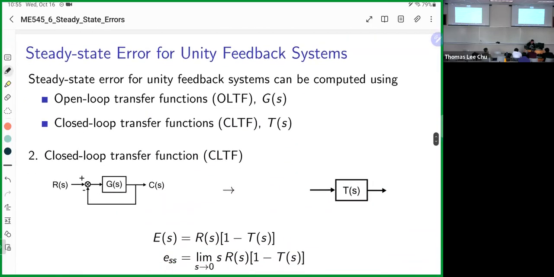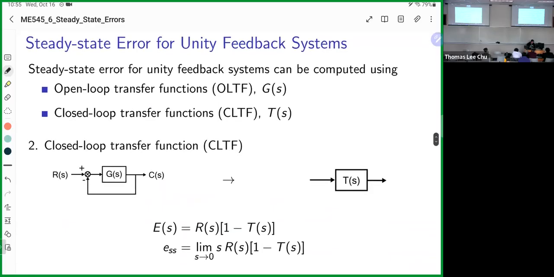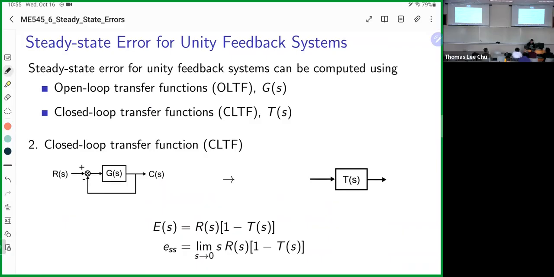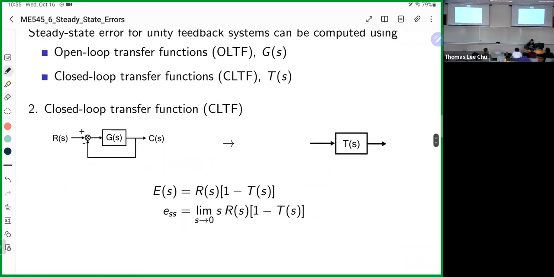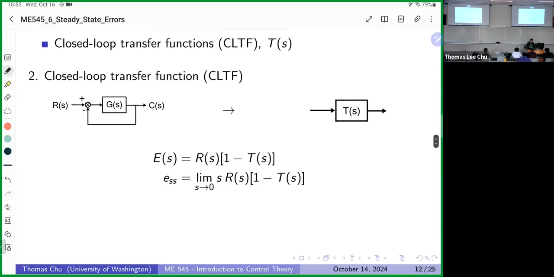Moving on, steady state error for unity feedback systems can be computed using the open loop transfer function, G of S, and the closed loop transfer function, T of S. So if we have the closed loop transfer function form, this is the equation for it. A little bit different, but usually it's easier to use the open loop transfer function.